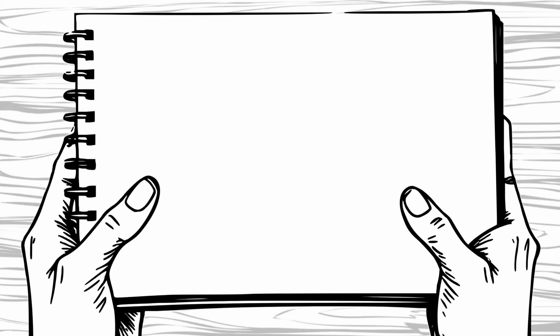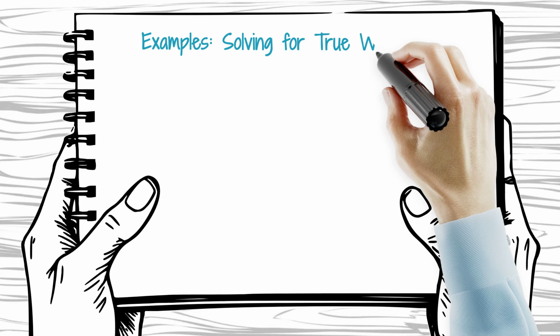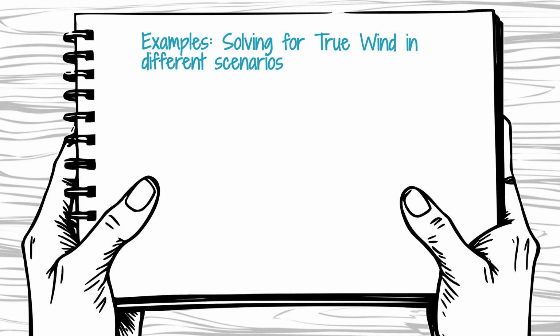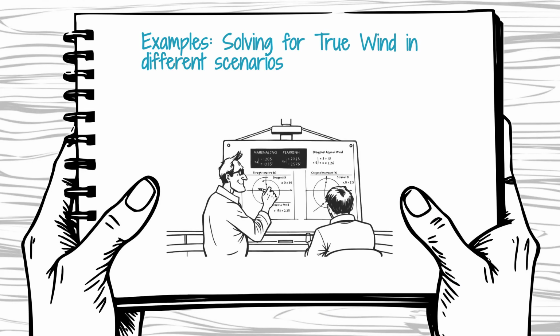For example, if your ship is heading north at 10 knots, and you measure an apparent wind of 15 knots from directly ahead, the true wind must be 5 knots from the north, 15 knots apparent wind minus 10 knots from your motion. However, if the apparent wind is 15 knots from the northwest while you sail north at 10 knots, the calculation becomes more complex, requiring the vector diagram to solve for both the true wind speed and direction.